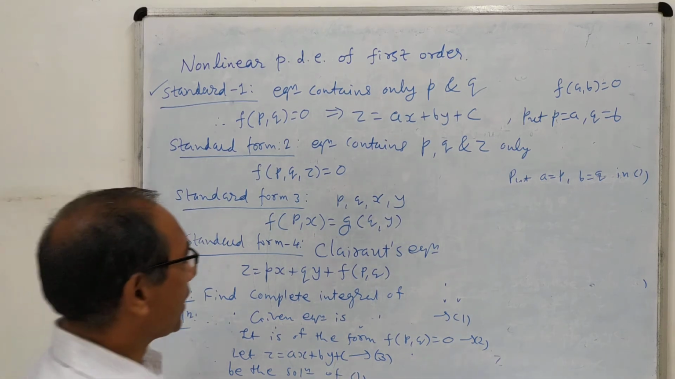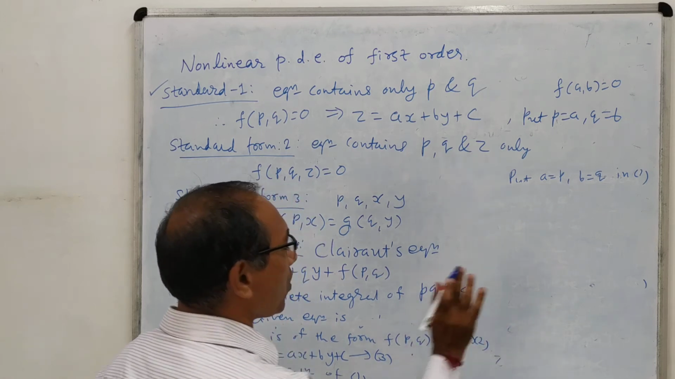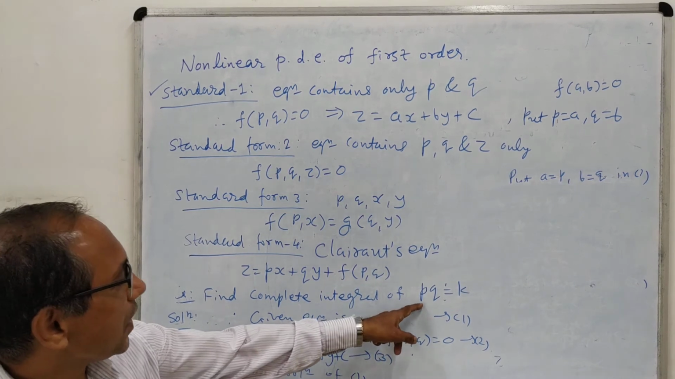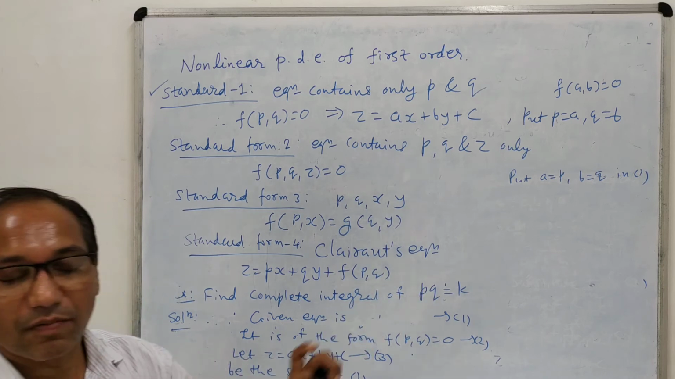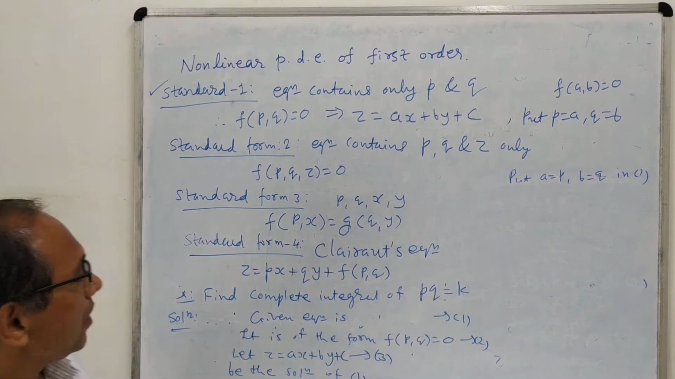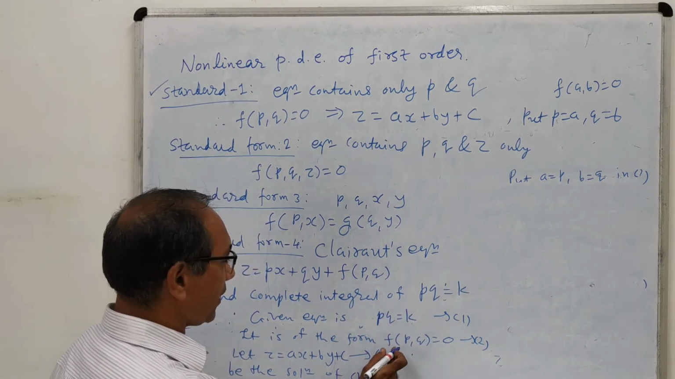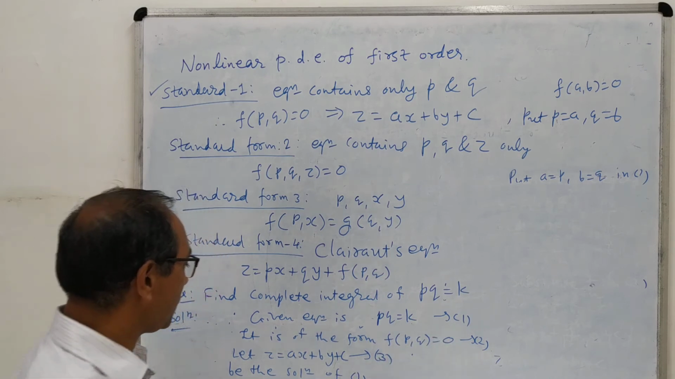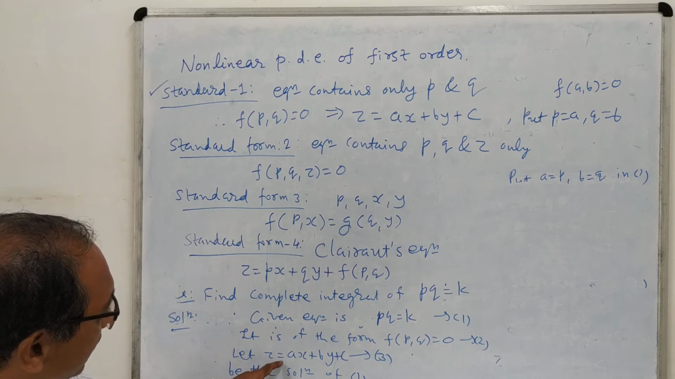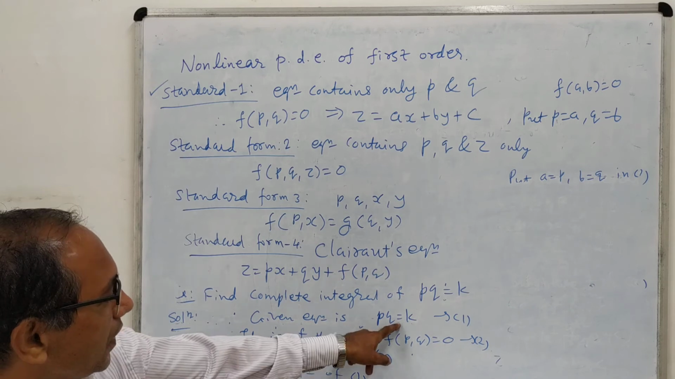Suppose we are given the equation pq equal to k, where k is some constant. So here again the equation contains only p and q. K is a constant. We are not considering this as a variable or in derivative form. So the given equation is pq equal to k, and it is in the form of f of p, q equal to 0. Therefore, as in the last two solutions, we will assume that z equal to ax plus by plus c is the solution of equation number 1. That means this one.